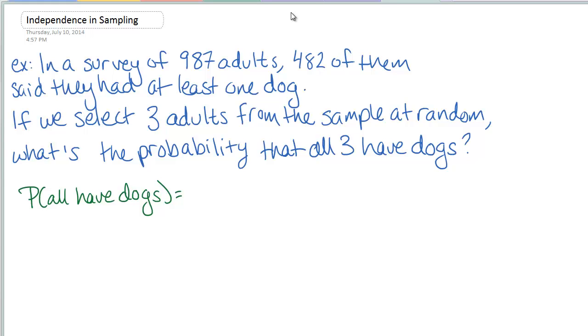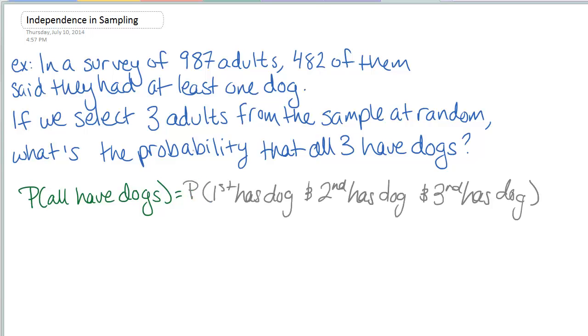So I have an example here. In a survey of 987 adults, 482 of them said they had at least one dog. So if we select 3 adults from this sample, what's the probability that all 3 have dogs? So hopefully you can recognize that this is going to be an and probability. So for an and probability, we're expecting to do multiplication between the probabilities. But the other thing that we need to know is whether these 3 events are independent or not.